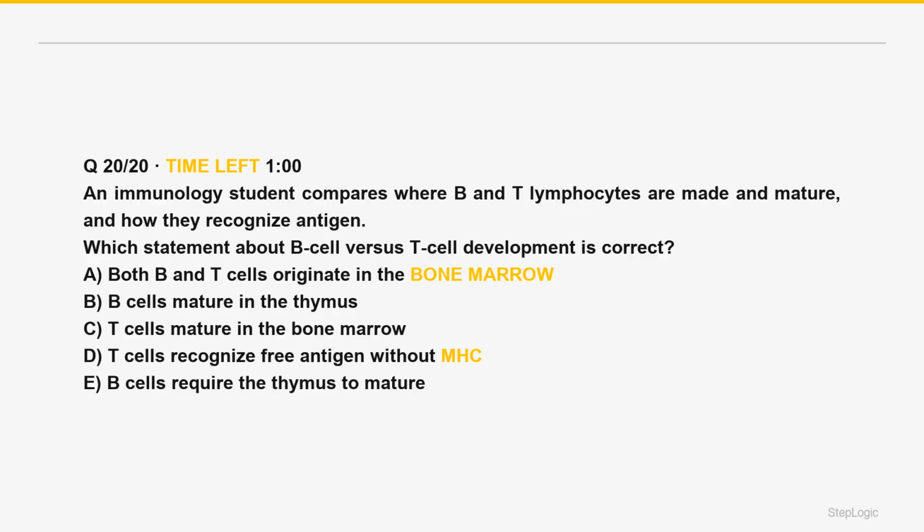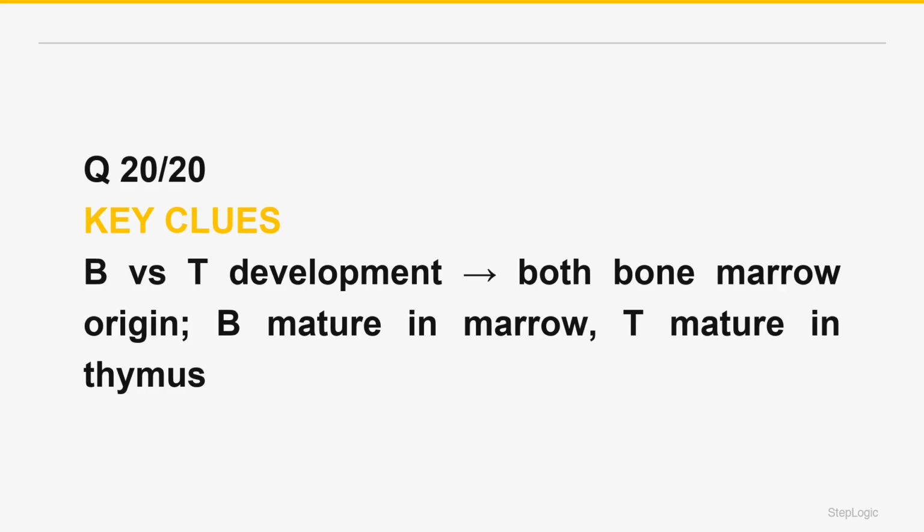Which statement about B-cell versus T-cell development is correct? An immunology student compares where B and T lymphocytes are made and mature, and how they recognize antigen. Read the question. Which B-cell versus T-cell development statement is correct? Both from bone marrow, B mature in marrow, recognize free antigen; T mature in thymus, positive and negative selection, MHC restricted.